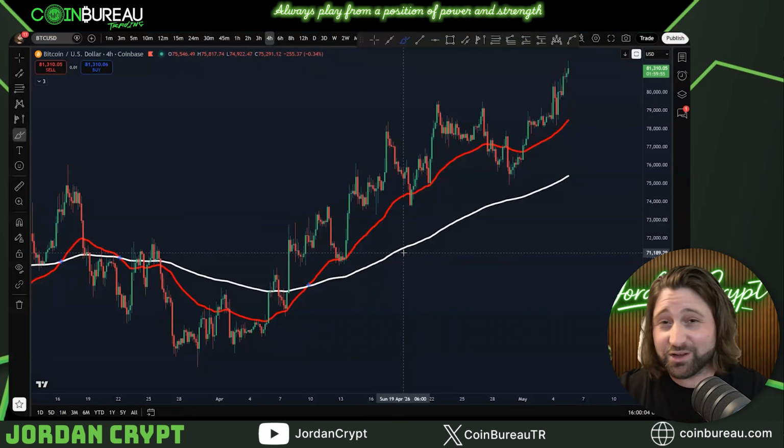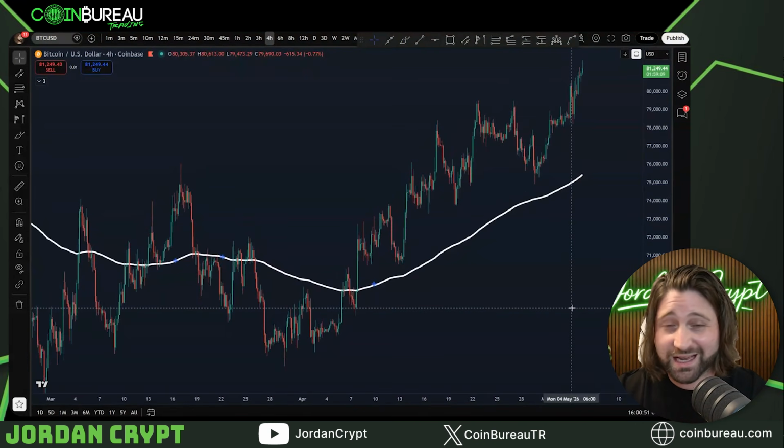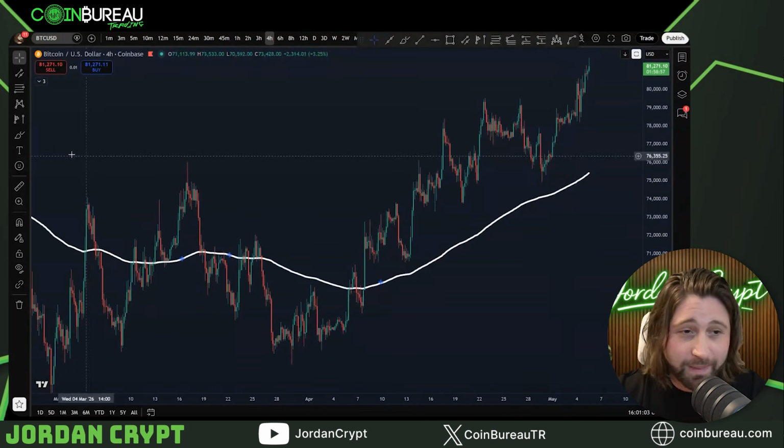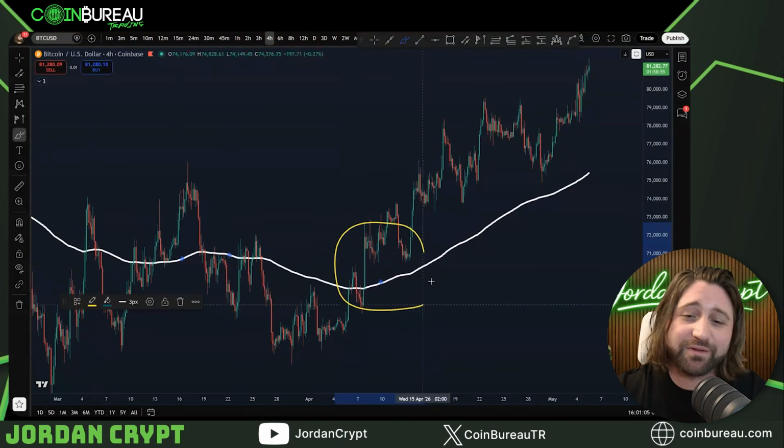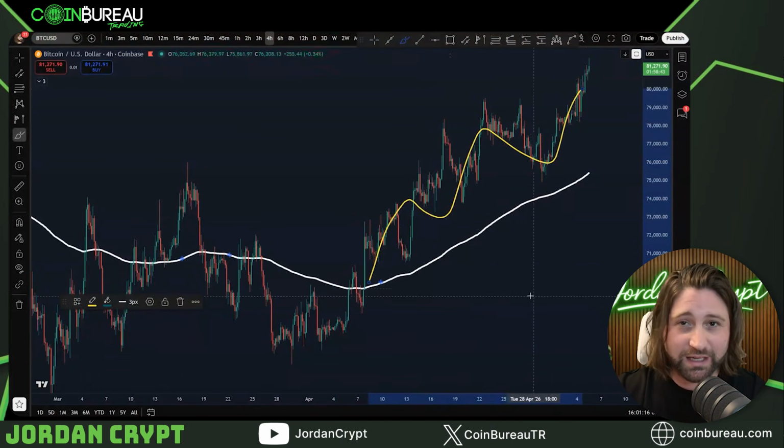Now let's talk about how to actually read moving averages. First comes trend direction. For this example, on my chart, I have the 200 exponential moving average on the 4-hour time frame. As a general rule of thumb, if price is above the moving average that you are using, then price can be considered to be in an uptrend.